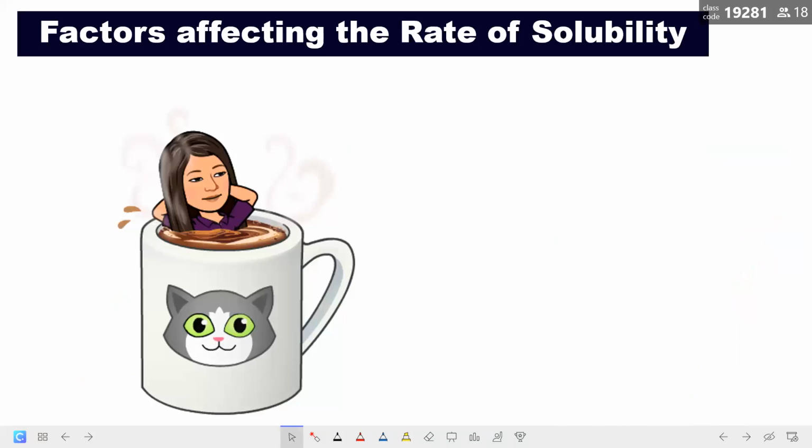Anyone? You just think about it. What can affect the rate of solubility? Who would like to try? It's okay, if your answer is wrong, teacher doesn't mind. The size of the solute. The temperature of the water. The rate of stirring. So yes, all the answers are given there.